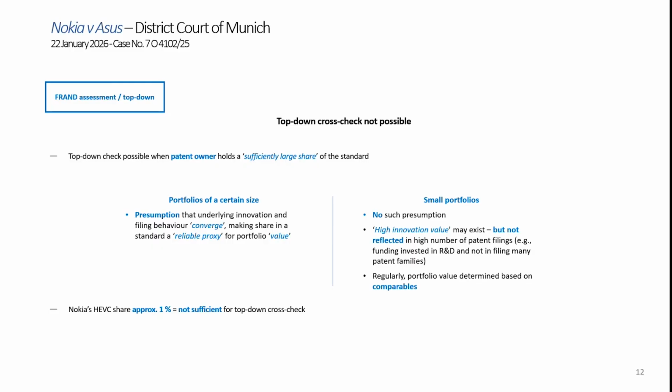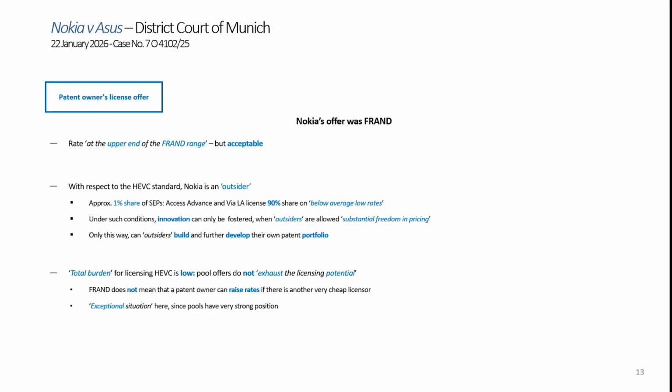Top-down cross-check is not a methodology that can work in smaller portfolios. And in the present case, Nokia's portfolio for HEVC patents was seen to be small and not really allowing a top-down cross-check, because it amounted to approximately 1% of the patents. So the court said top-down we cannot use here, because the portfolio of Nokia for the HEVC standard is relatively low. So here comparables are the only way to do the assessment. And the court indeed did so.